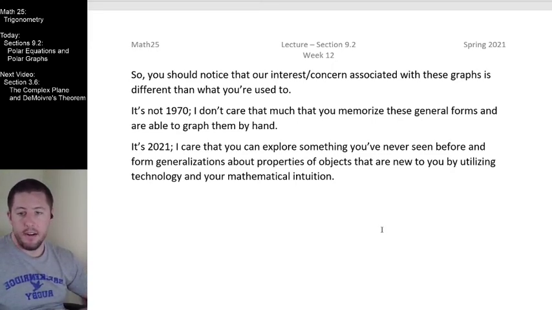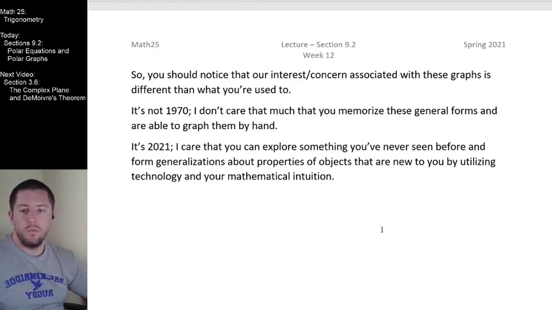I really don't care if you memorize these general forms, and I don't even care that much that you can graph these by hand. You should be able to, but it's not like I'm going to ask you to do 12 by-hand graphs and show them to me with specific points on them. The year is now 2021. What I care about is that you are able to explore a mathematical topic that you have not seen before and form generalizations about what you're seeing by utilizing technology and your mathematical intuition.